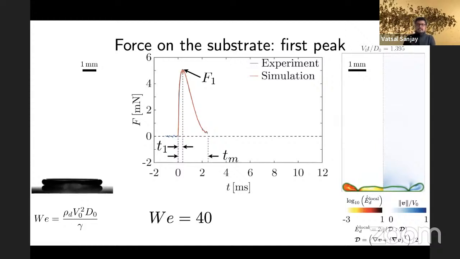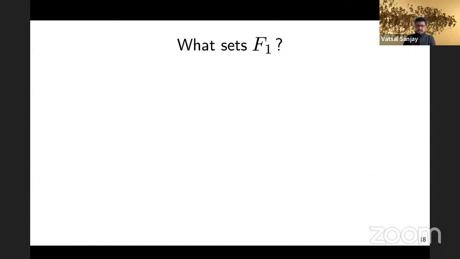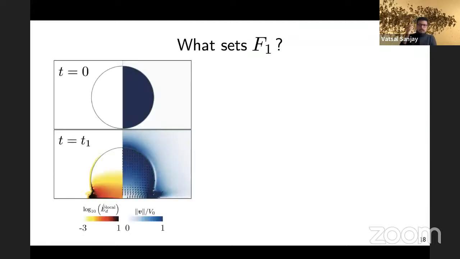So the first question that you can ask is: what sets F1? How do we know the magnitude of this peak, the peak F1? For that, I want you to look at these two images. One is at t equal to 0, just before impact. And the second is at t equal to T1, that is the instant of this maximum force on the surface.